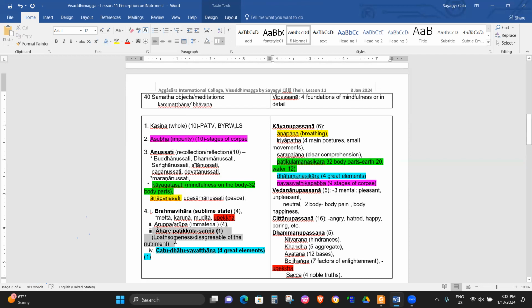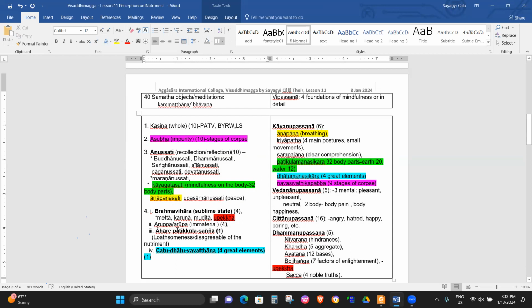Now, today we will talk about this Ahare Patikulasanna, perception of the loathsomeness of nutriment. This Arupa is a very deep high jhana, so only in samatha. And next week we will go for these four great elements, which is also good because we can find it in the vipassana. Okay, so when you see like this, all right.